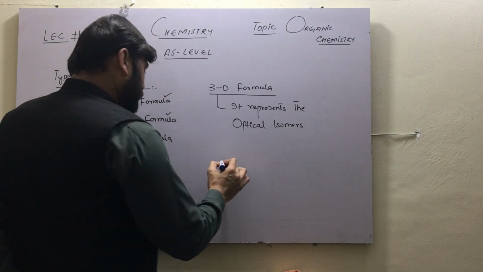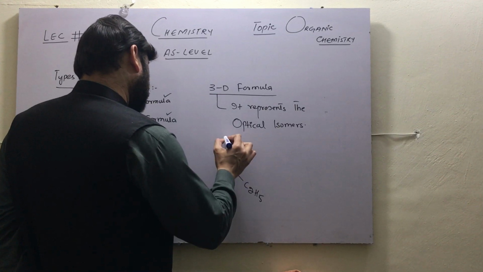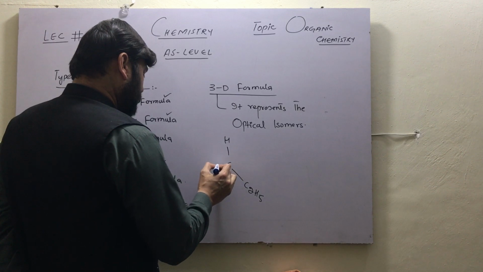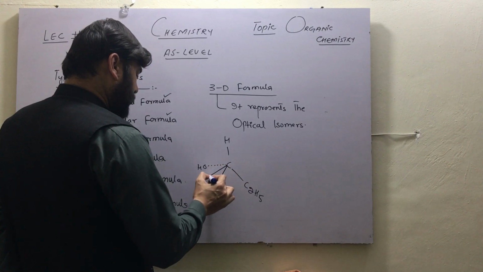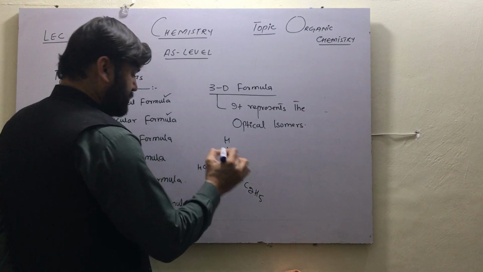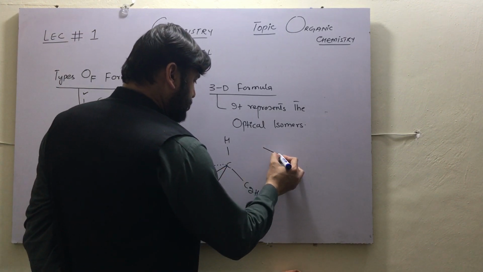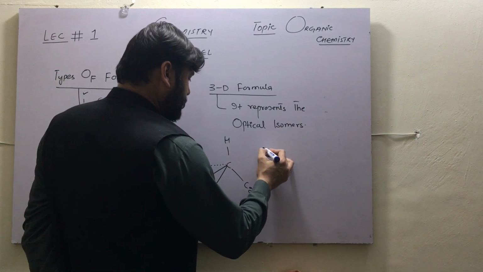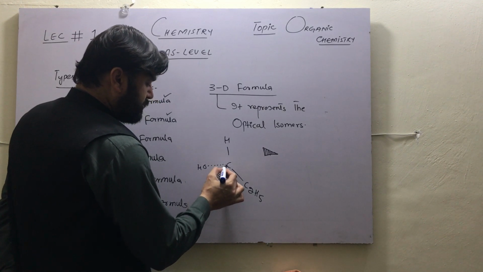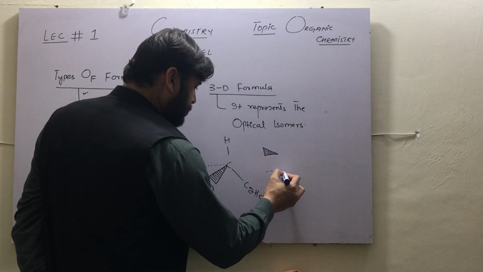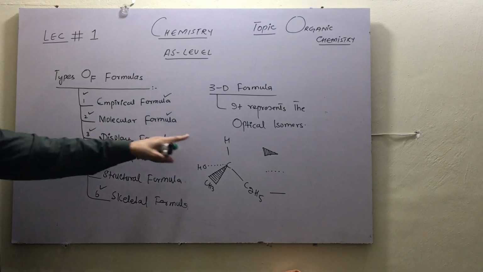So suppose I have a compound, like this is the compound, C2H5, and H is present, and a dotted line OH is present, and you can say a bold bond to CH3 is present over here. In this formula, this bold bond, this dotted line and this line, 3 types of bonds are present and shown in the formula. So this is the 3D formula.